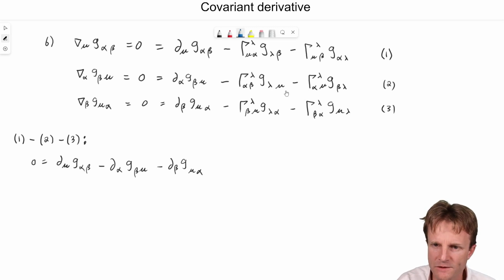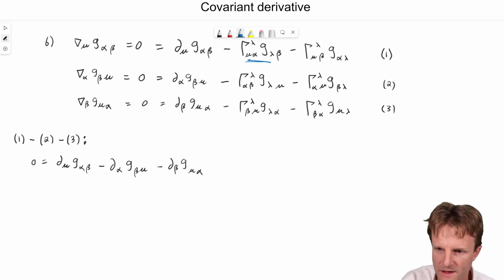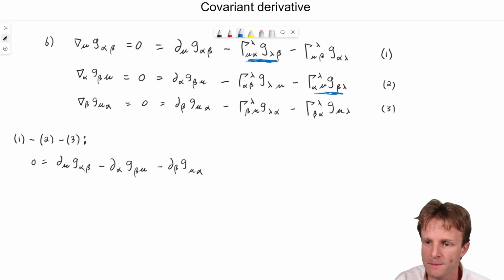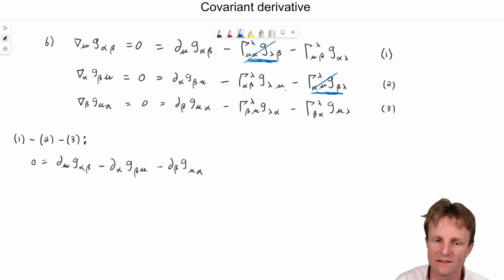And the remaining terms, there's going to be some cancellations. So let's look at this one. Now we just showed by the torsion-free property that we can swap the indices on the lower part of the gamma. We can also swap the indices on the metric. It's a symmetric tensor. So if we look around, we'll find that another term, this one, is actually the same term. It's just written alpha mu beta lambda instead of mu alpha lambda beta. And because we're subtracting equation 1 minus equation 2, these are actually going to cancel from our new equation.